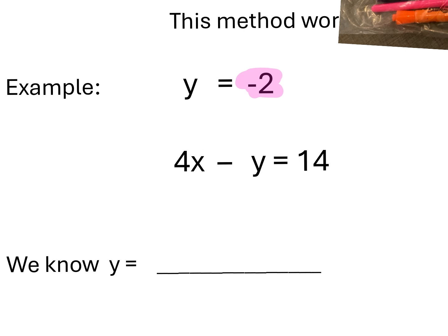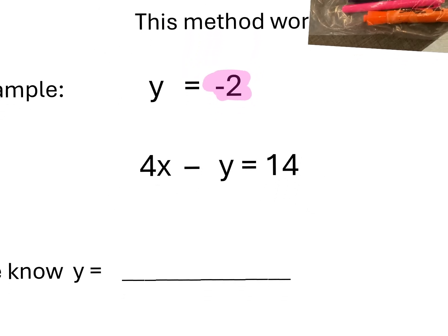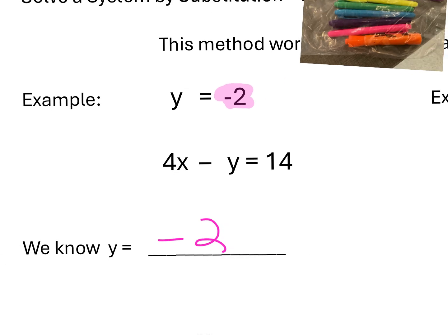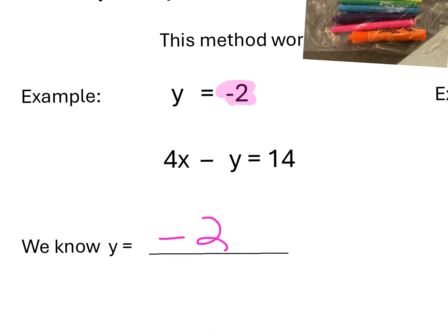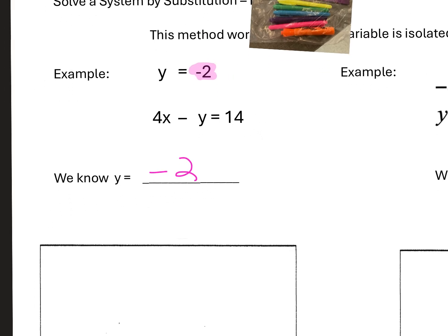So we already know that y equals -2 because that information was given to us in the original problem, okay? So I know that y is equal to -2. How do I know y is equal to -2? Because it told me so. So what am I going to do with that -2?